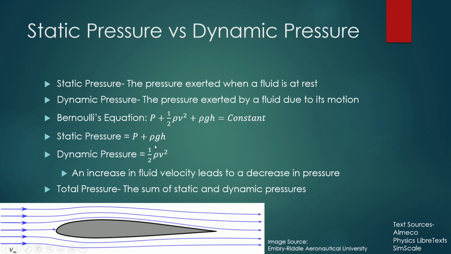Static pressure is going to be these two components of the equation, the pressure plus density times gravitational constant times height. And the dynamic pressure is going to be the component that includes velocity. And as we can see by this, an increase in fluid velocity will lead to a decrease in pressure, as we said earlier with the manometer. Total pressure is just simply going to be the sum of static and dynamic pressures.